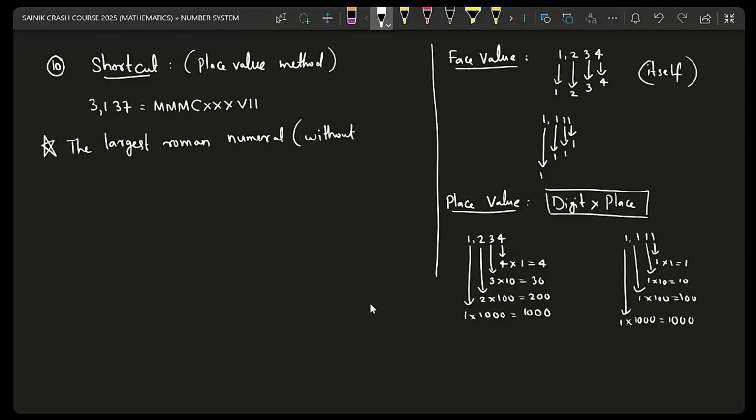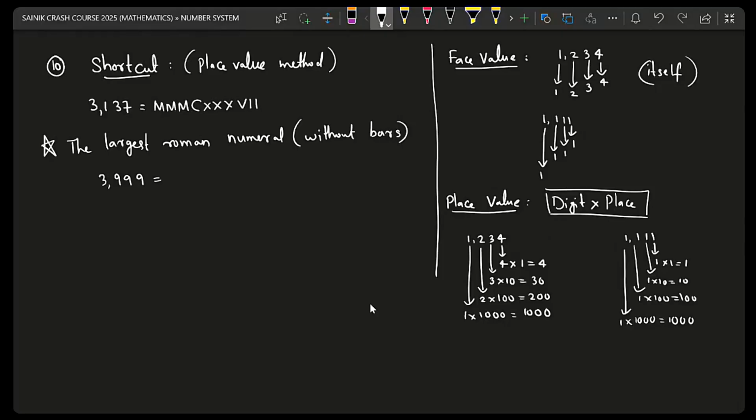What is this bar? I'm going to tell you after a few seconds, but just remember it is without using the bars. The largest Roman numeral is going to be 3999. This is the largest Roman numeral that we can write without using bars. But if you want to write any number more than this, you must use bars. But how can we write this 3999?